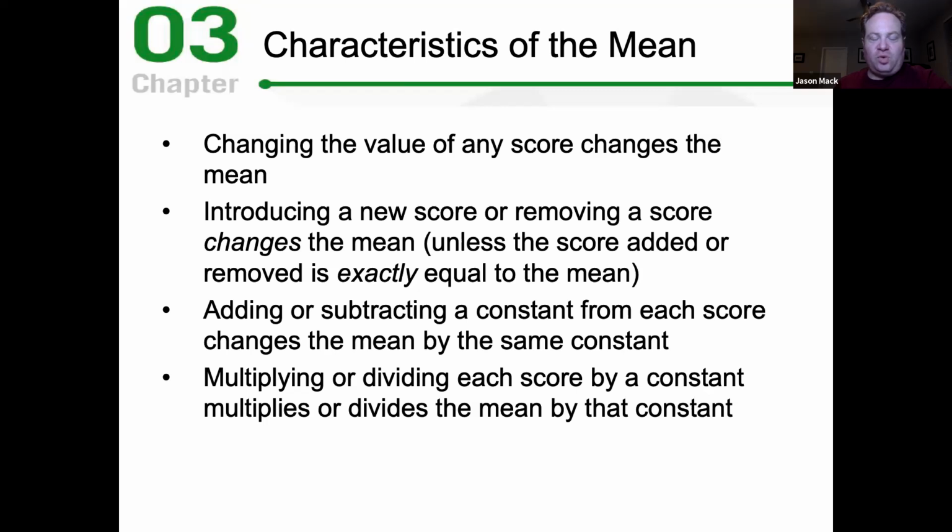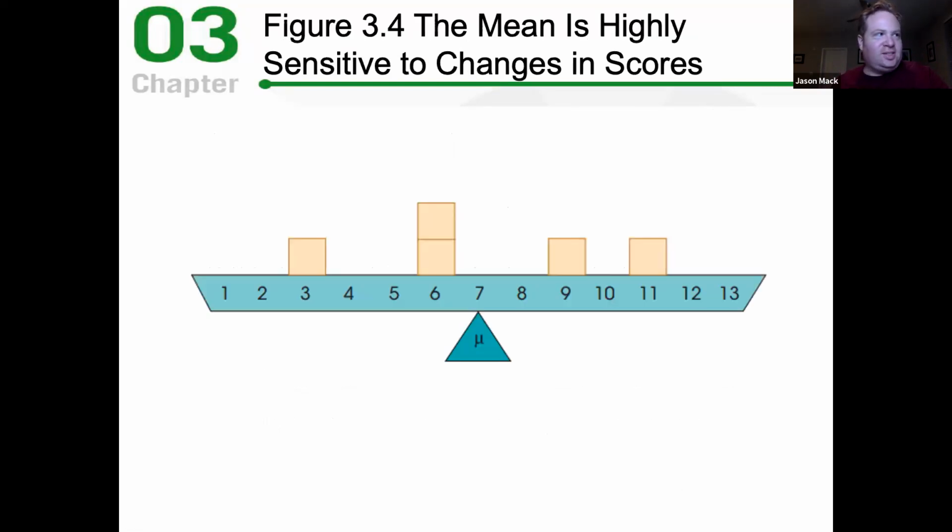So changing the value of any score changes the mean. Introducing a new score or removing a score changes the mean, unless the score added or removed is exactly equal to the mean. Adding or subtracting a constant from each score changes the mean by the same constant. Multiplying or dividing each score by a constant multiplies or divides the mean by that constant. Another way to illustrate the concept of the mean is to really just look at if you recompute the mean. We'll work on that with some worksheets here. So again, it's sensitive to changes in scores, again, sort of the balance point.